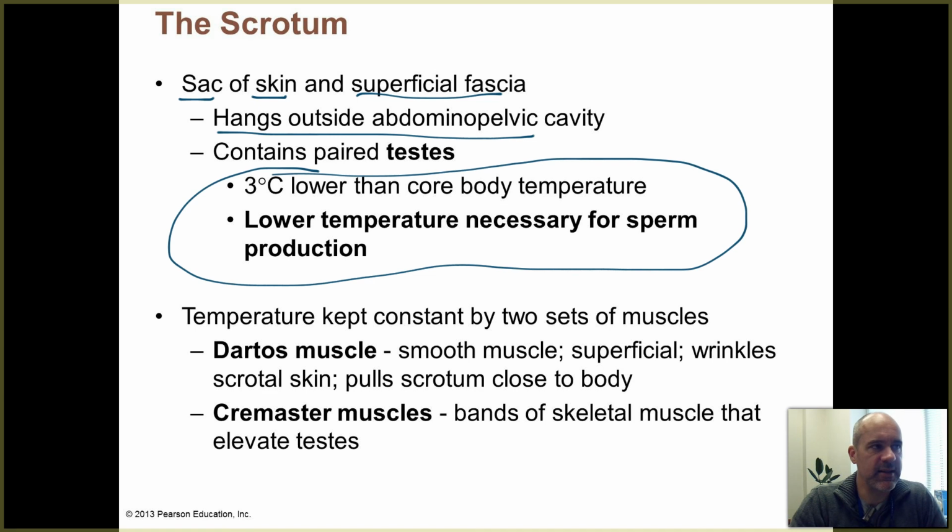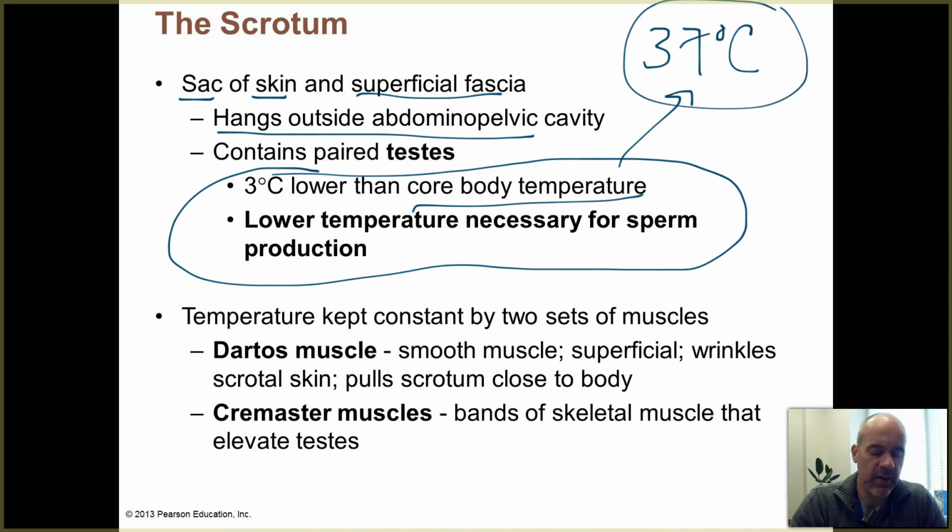You have two testes. This is a key feature. Why are the testes hanging down in the scrotum? That helps keep the temperature within the testes lower than normal core body temperature. Normal core body temperature is about 37 degrees Celsius. So in the scrotum it's about 34 degrees Celsius. And that lower temperature is actually necessary for sperm production. So in Fahrenheit, that's going to be about 4 to 5 degrees cooler than your 98.6 Fahrenheit normal body temperature.